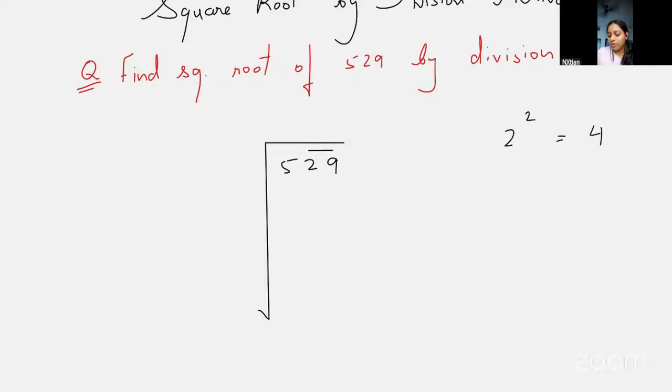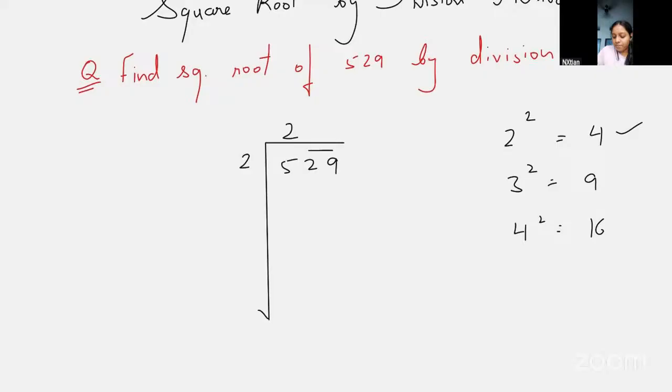2 twos are 4, 3 square is 9, 4 square is 16. So I will look for a perfect square which is either equal to this number or smaller than it. It should be equal to 5 or smaller than 5. So I can take 2 square, because 3 square is 9, which is bigger than 5. So I will write 2 here on top, and 2 square here.